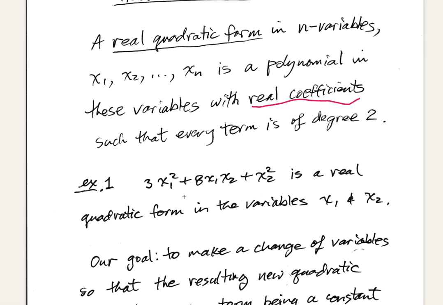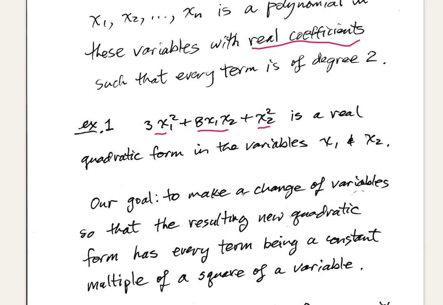Okay, so let's take a look at this. Example 1. I've got 3 times x1 squared plus 8 x1 x2 plus x2 squared. This is a real quadratic form in the variables x sub 1 and x sub 2. You can see the degree of each term is 2, and the coefficients in front of these are indeed real numbers. So that's a real quadratic form.